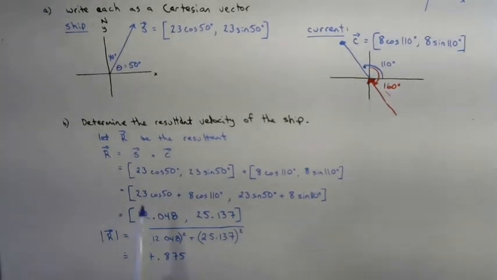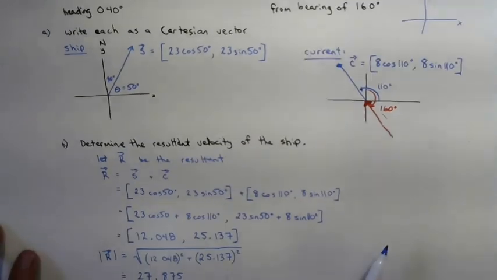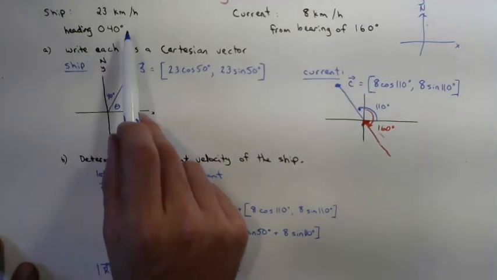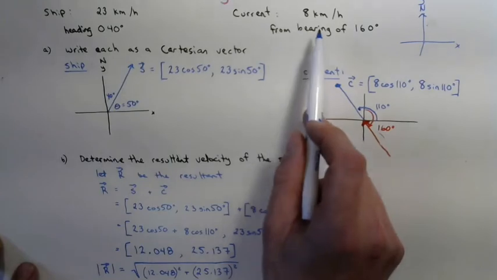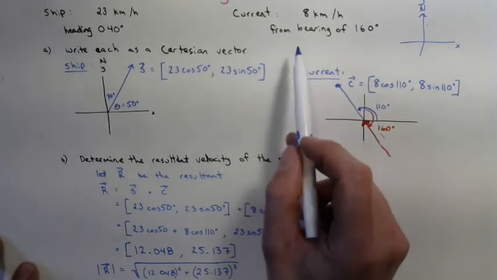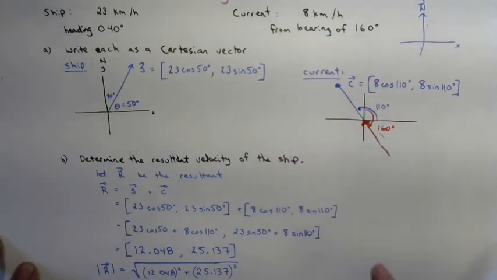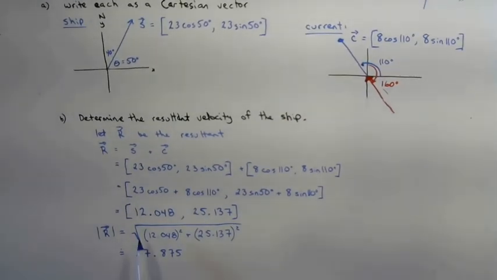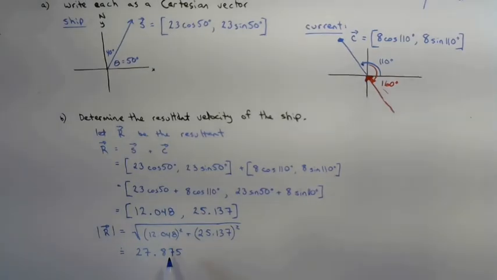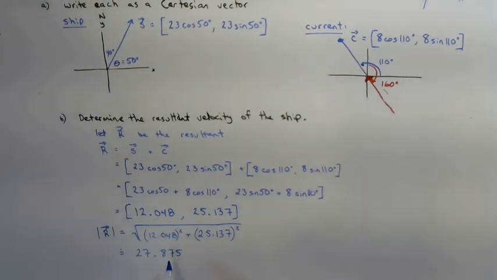27.875. Okay, so we have the ship with respect to the water traveling at 23 kilometers per hour in a certain direction. We have the current from a different direction at a speed of 8 kilometers per hour, and they're somewhat working together. The ship, with the current helping it out, has a speed of 27.875 kilometers per hour, but we still don't have its direction. We want to express its direction as a bearing.